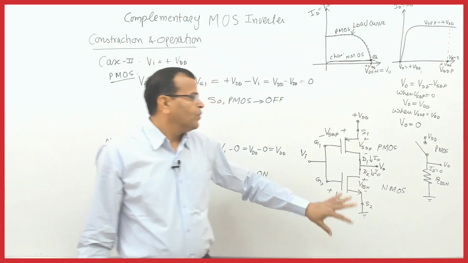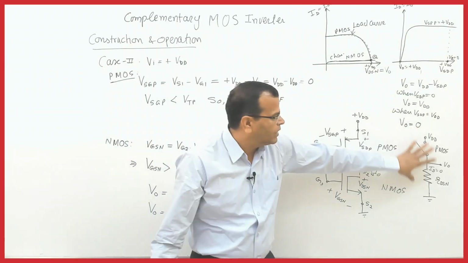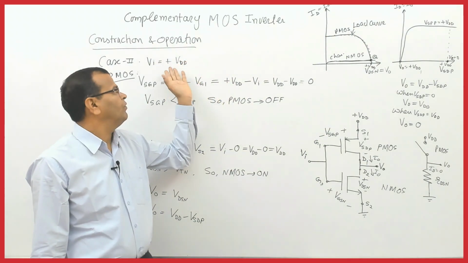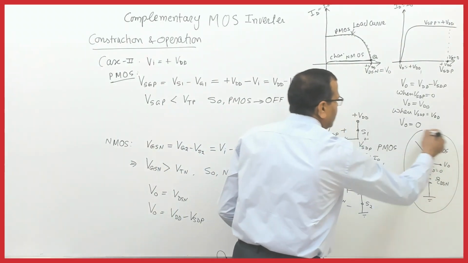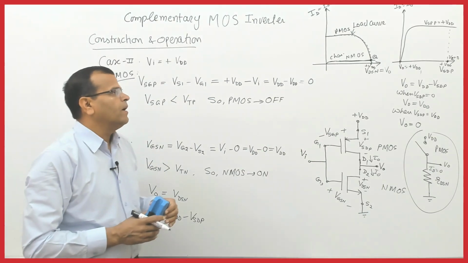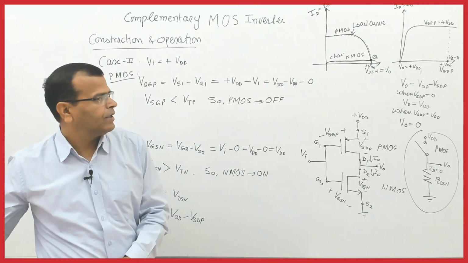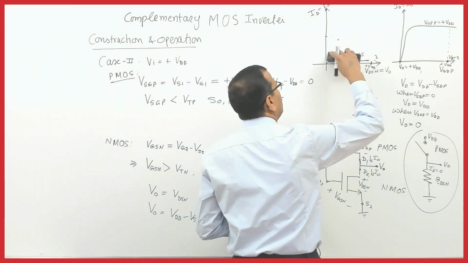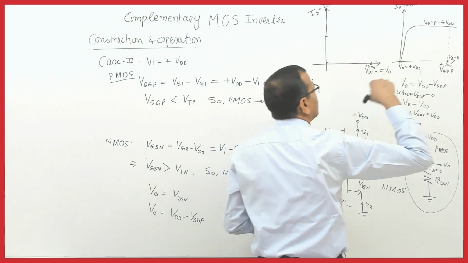So it means your NMOS works in the ohmic region and PMOS works in the cutoff region, and this is the equivalent circuit for when the input voltage is VDD, or for Vi equal to VDD. That is the equivalent circuit. This is the equivalent circuit of the CMOS when input is logic 1. Fine. Let us see how to draw the characteristic. First, we will see the characteristics of PMOS and NMOS individually, and then we will combine them to find the output characteristic of CMOS. Right?